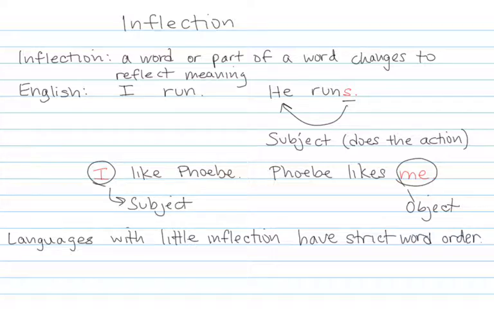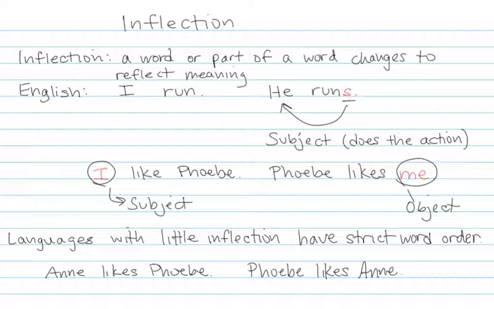So you can see in the following two examples, Anne likes Phoebe versus Phoebe likes Anne, all the words are exactly the same, there's no inflection changes, but we know what the subject is based on word order. So Anne, in the first one, comes before the verb, it's the subject, and in the second one, the subject is Phoebe. The object comes after the verb, so in the first one it's Phoebe, and in the second one it's Anne. So who likes whom depends on word order.